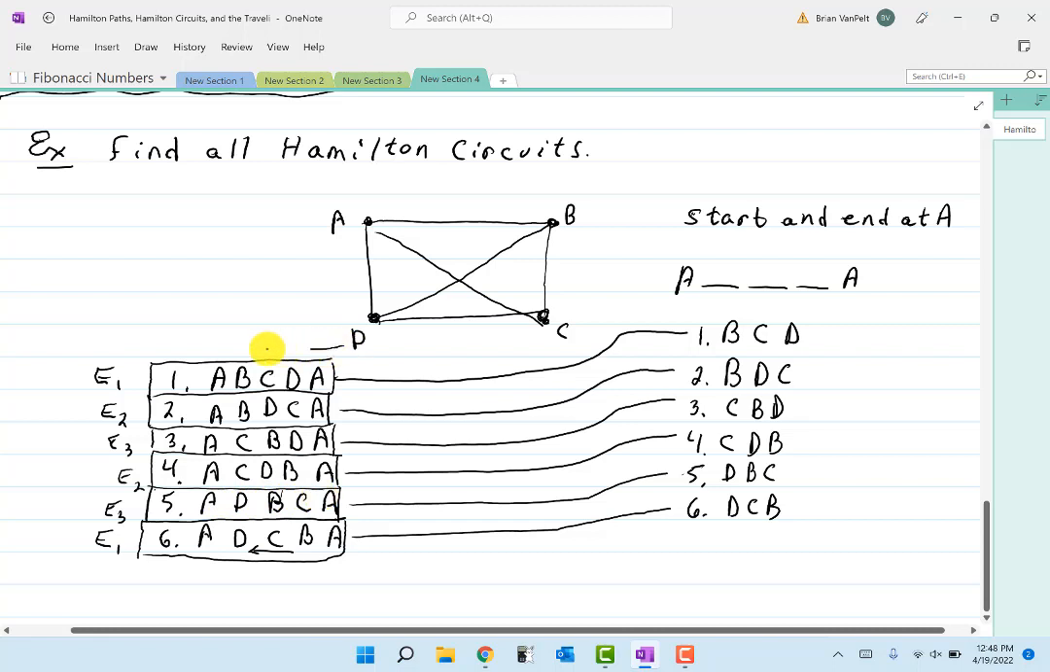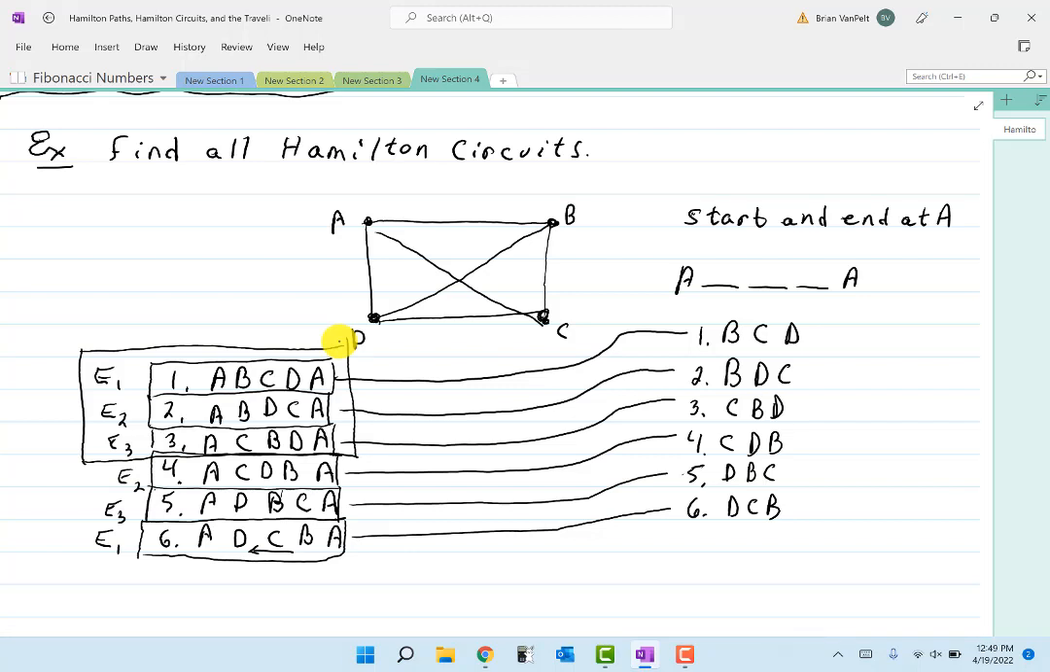So you can see that the 3 essential ones are right here. And they just happen to be the essential ones that start with A. You can find your own 3 essential ones if you start with any other vertex. It'll be good practice to do such a thing.